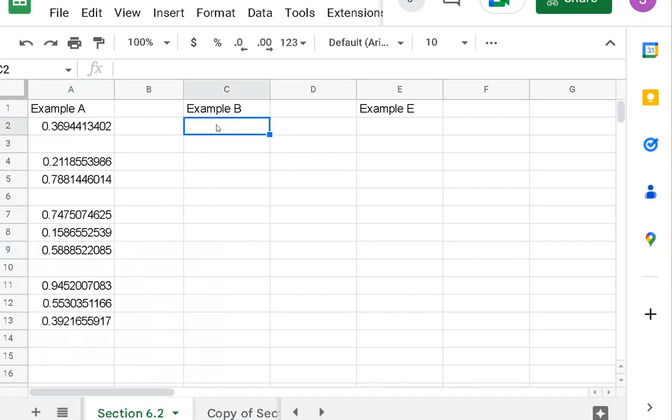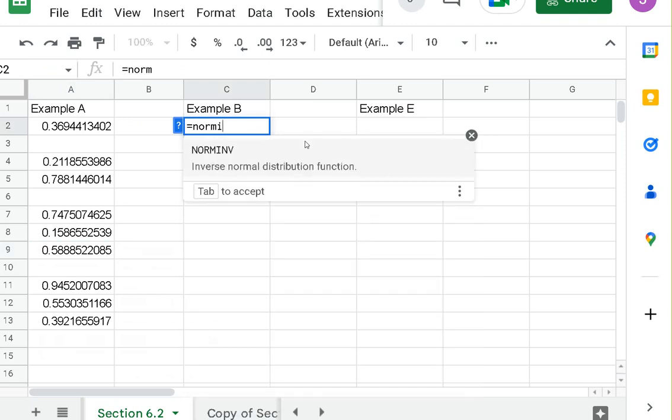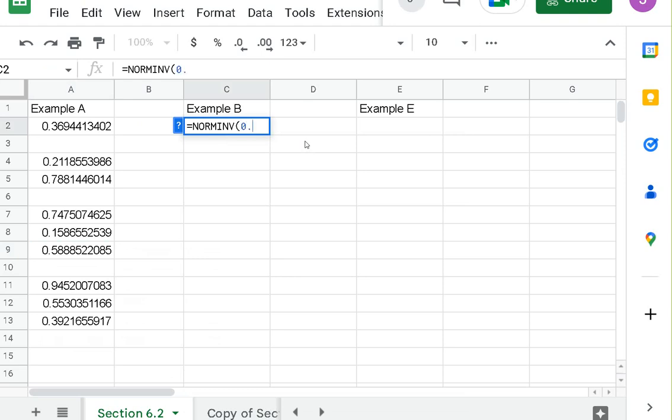So example B, it's going to equal norm inverse 0.8413, comma 0, comma 1. Yeah, 0.9998. I got a question. Yes. Just to make sure, you would only put true if you're trying to find on the left line, right? So true is just not a part of this command at all. You don't have to worry about true unless you're working with the left side.